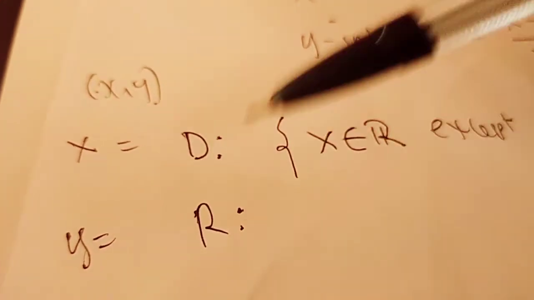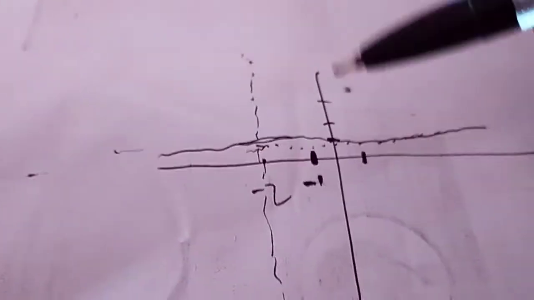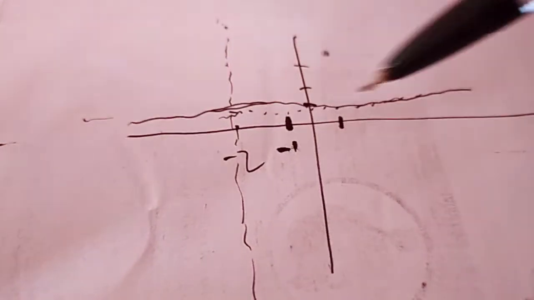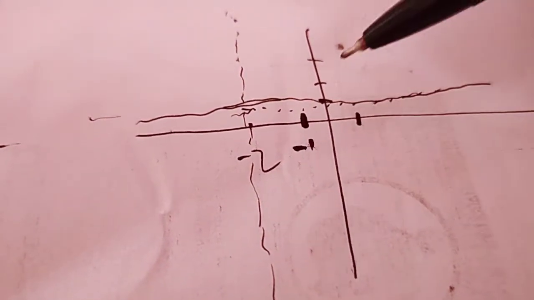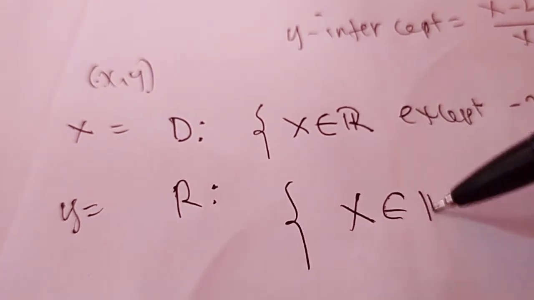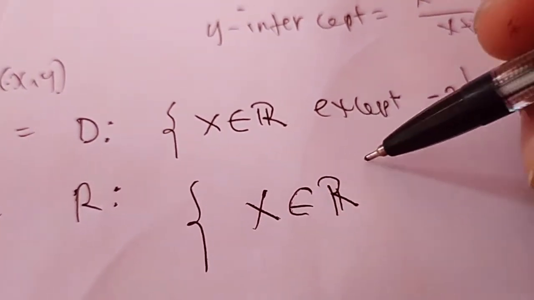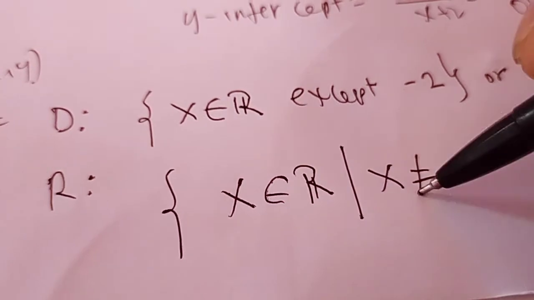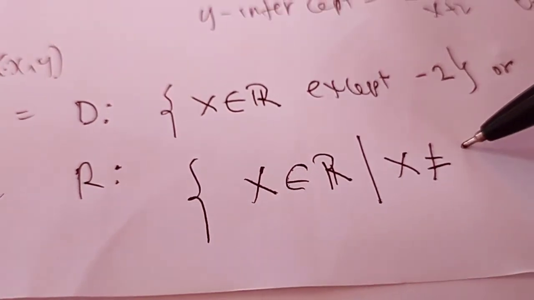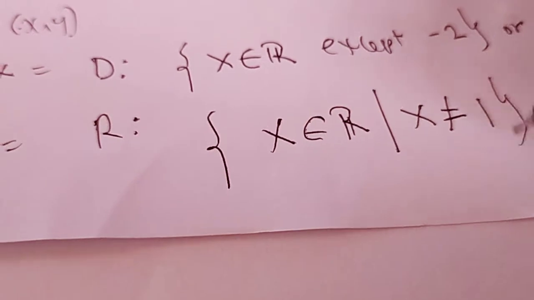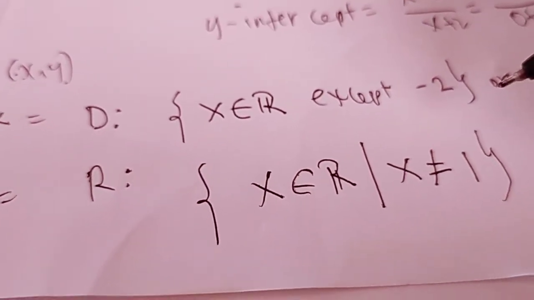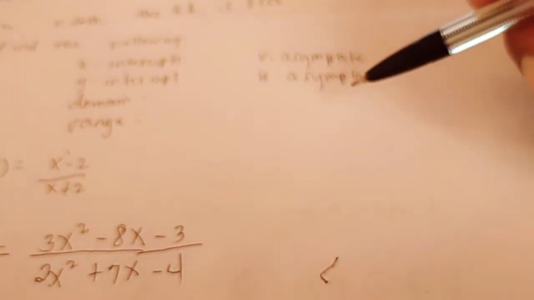Yung value naman ni y or ni range, titingnan muna natin yung graph niya. Ito yung value ni y. Ayan, meron siyang horizontal asymptote. Wag lang si positive 1. Lahat pwede. Wag lang si positive 1. Ibig sabihin, y, lahat ng value ni y ay real number, no? Such that y is not equal to positive 1. So, yan yung value ni range. Okay? So, ganun lang kadali. Importante alam nyo yung vertical and horizontal asymptote.